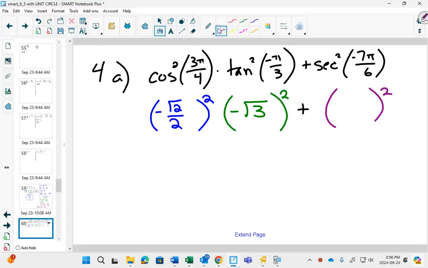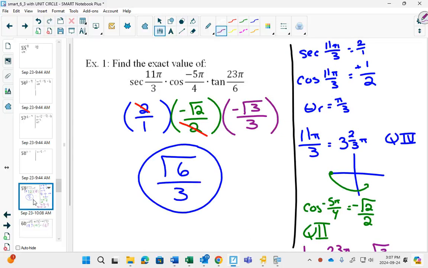And finally in purple, I know that cos of pi over 6 is root 3 over 2. So secant will be 2 over root 3. Negative 7 pi over 6 is in quadrant 2. Cos is negative in quadrant 2. So secant will be negative in quadrant 2. So in the previous example, I showed all of that work on the side of what I had to do.